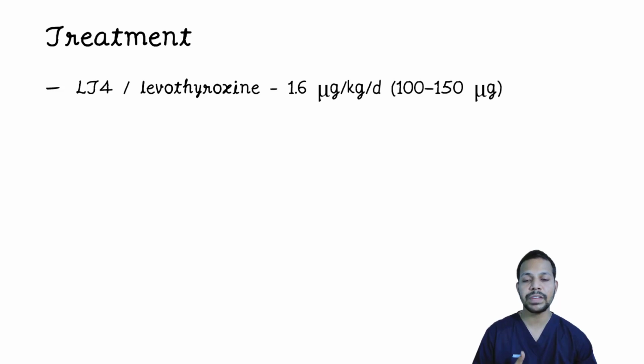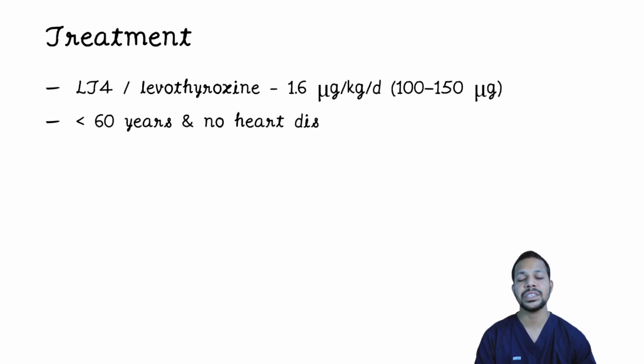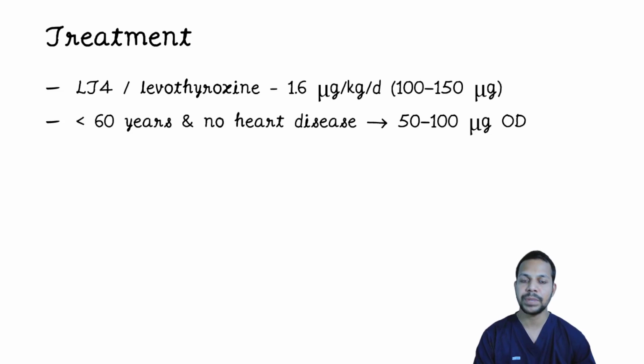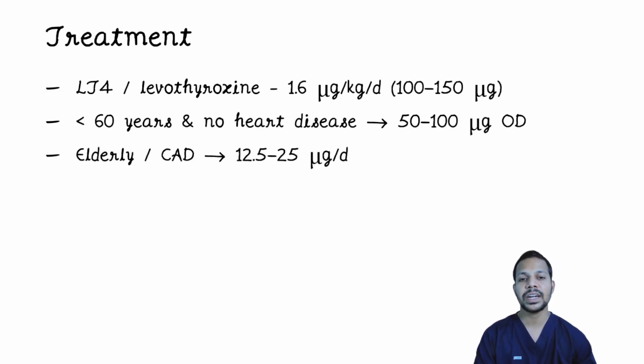But this is the dose that we have to give if the patient is not producing any thyroid hormone. But in any case of hypothyroid patient, the patient will have reduced levels of thyroxine hormone, but not zero levels. That's why the dosage should be started at different levels for different patients. If the patient is less than 60 years of age and is not having any heart disease, we may start at a dose of 50 to 100 micrograms per day. And if the patient is elderly and having coronary artery disease, we can start at a lower dose of 12.5 to 25 micrograms per day.